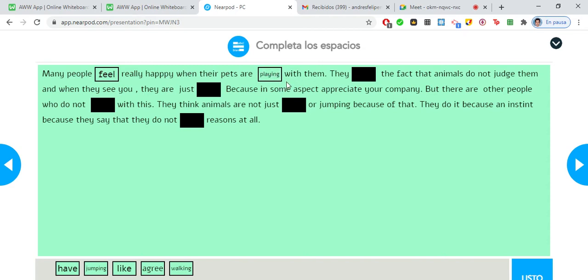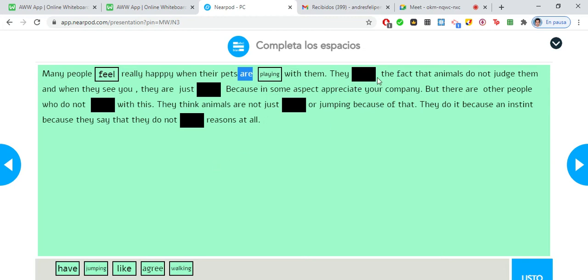Playing is an action, a continuous action, okay? Teacher, why ing in this case? Why not play? Because playing is an active verb. When you see someone playing soccer, playing volleyball, you can watch, you can see them, okay? So I can add ing, and also look at the verb to be now.